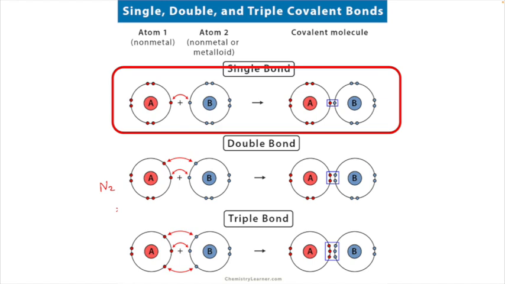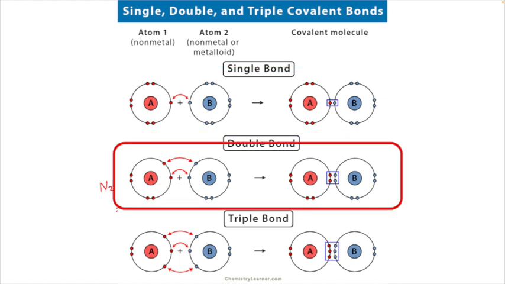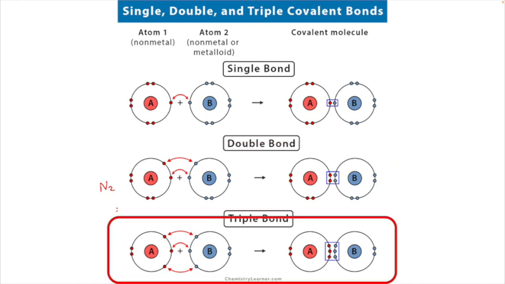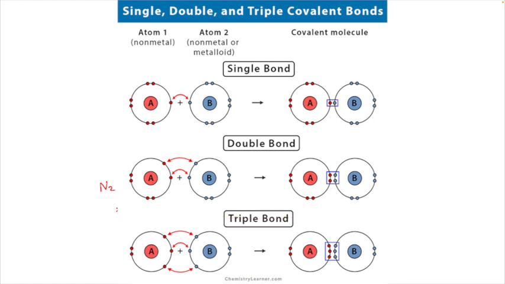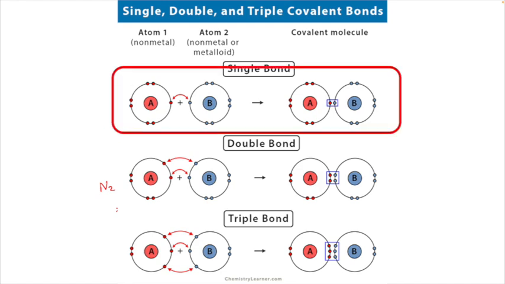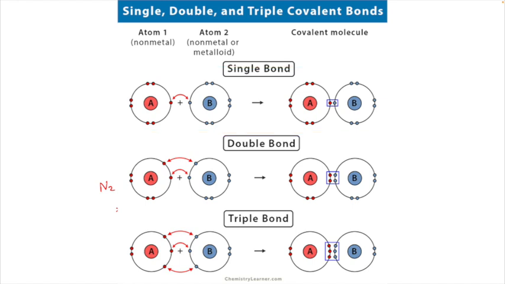So this is a single bond where oxygen and hydrogen are bonded with 1 electron. This is a double bond where oxygen and oxygen are bonded with 2 electrons sharing. And this is a triple bond where nitrogen and nitrogen is bonded with 3 electrons sharing. The more electrons they share, the stronger the bond is. So this is a weaker bond relative to the other two bonds. So the more electrons they share, the stronger the bond is.